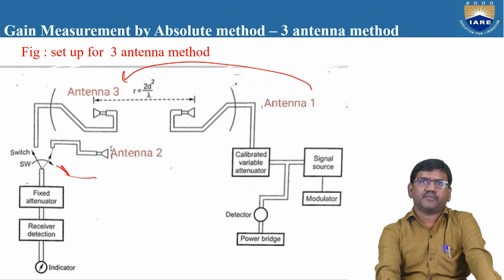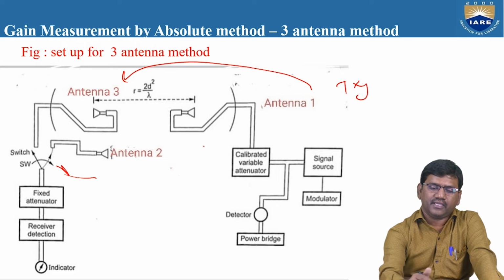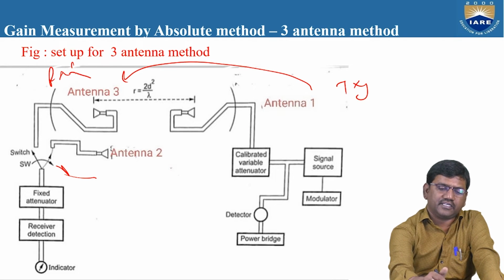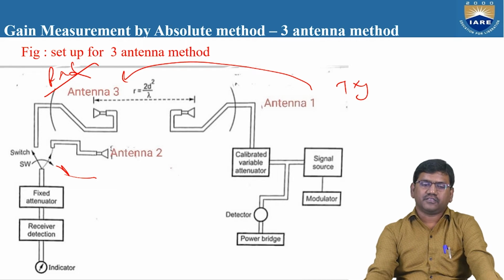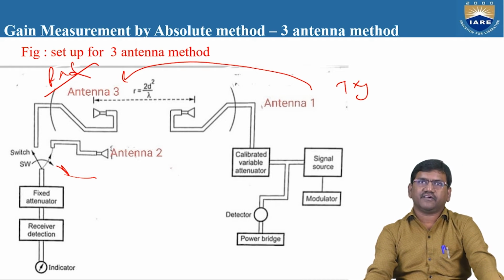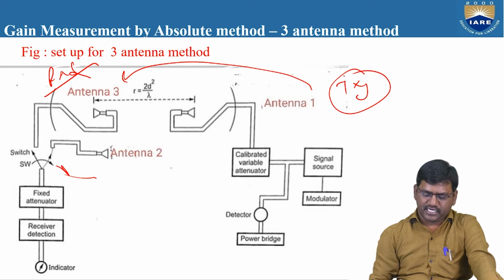Now again the experiment is repeated. Antenna 1 is transmitting the signal here, and antenna 3 acts like a receiver. When antenna 3 is acting like a receiver, the amount of power received by antenna 3 has to be recorded while antenna 1 is transmitting.